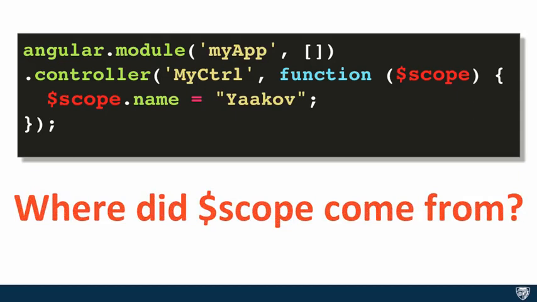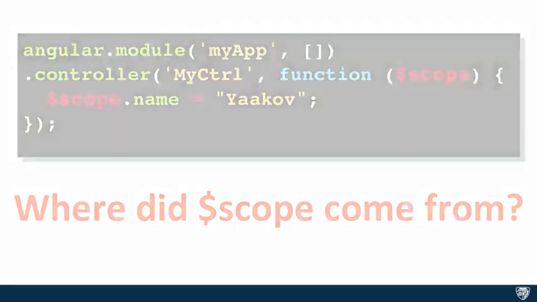Who instantiated it? We've seen that when we do console.log on this $scope, it's a pretty complex object. So who instantiates that object? And the answer is that AngularJS instantiates this object for us. And the way we get that object as part of our controller is through something called dependency injection.